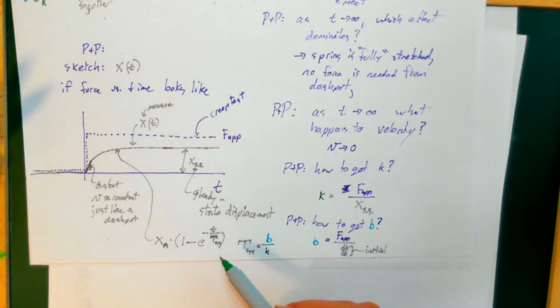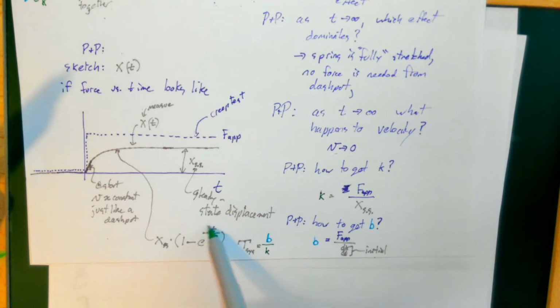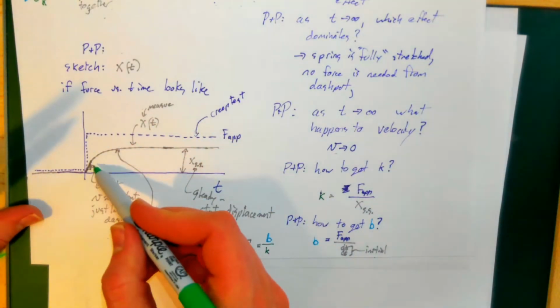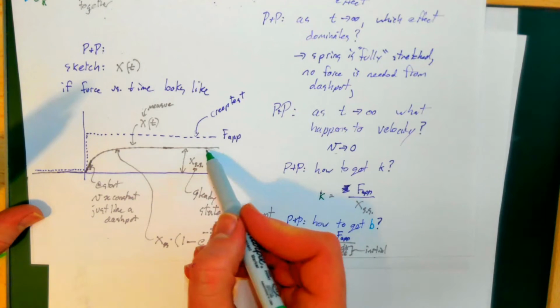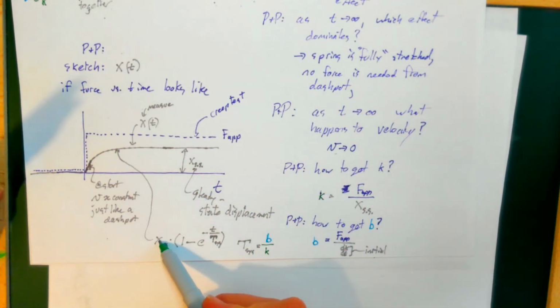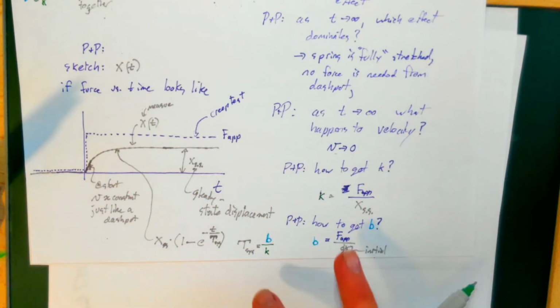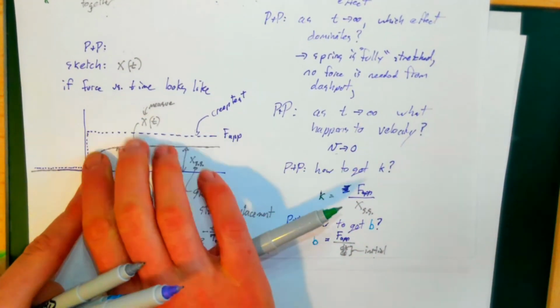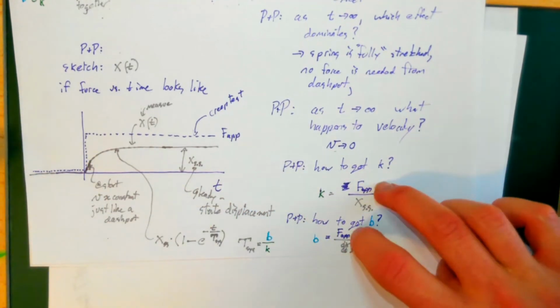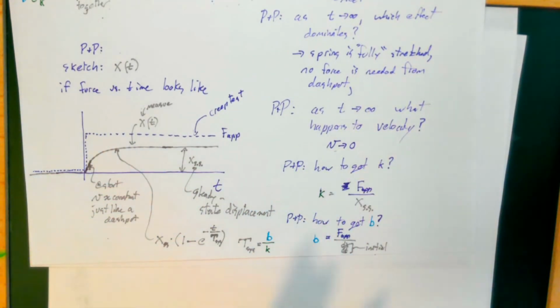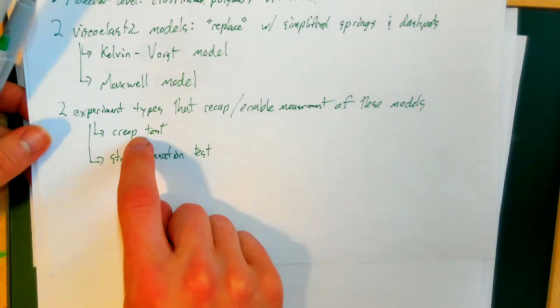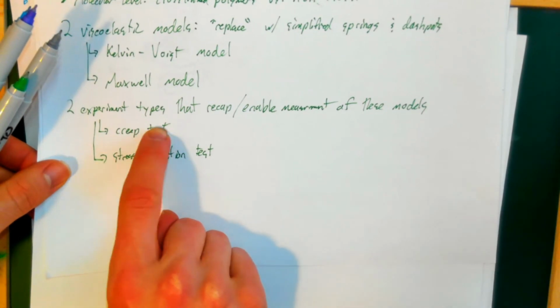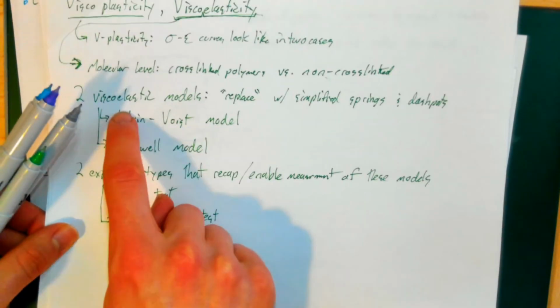So there are a couple of ways that you could basically use this. You could do curve fitting, if you had a bunch of data, you could curve fit this curve to these data, and then from your x steady state and your time constant of your system, calculate it this way. Or you could just look at what's happening at the plateau, just look at what's happening in the initial region, and estimate your k and b that way. So to jump ahead a little bit, you can basically use a creep test to figure out the parameters for a Kelvin-Voigt model.